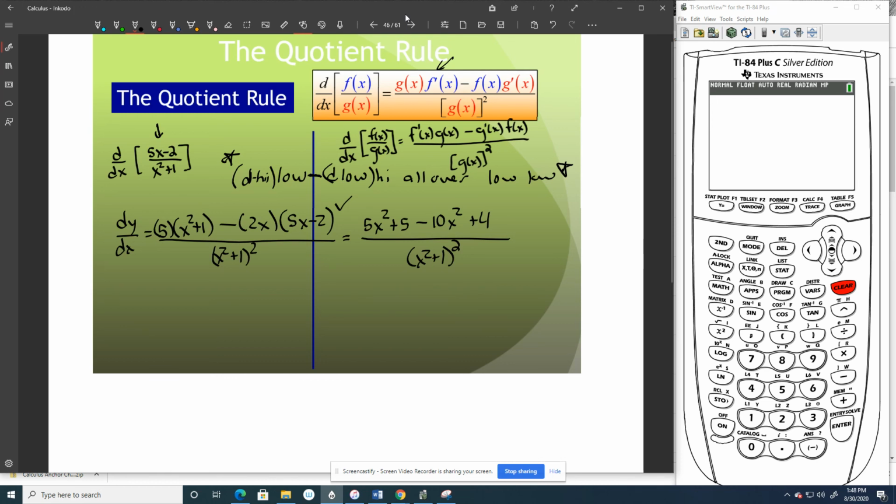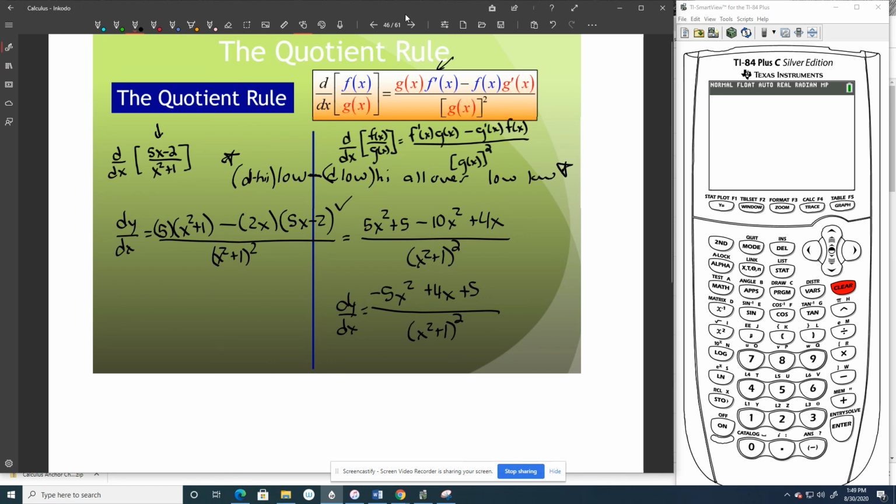On the multiple choice, you might not see this answer if they have simplified their answer a little bit. So just make sure you know how to simplify. You just won't always have to do it, if that makes sense. So this one here, 5x squared minus 10x, well, that's just negative 5x squared. And then my plus 5 and my plus, that's not just plus 4, that's plus 4x, guys. Don't let me make that mistake. So plus 4x plus 5, all over quantity x squared plus 1 squared. So this would be my dy dx.